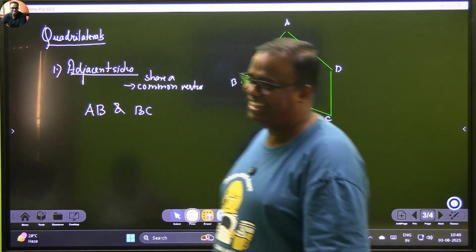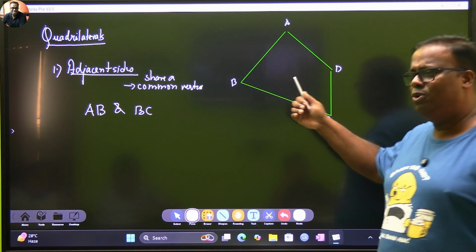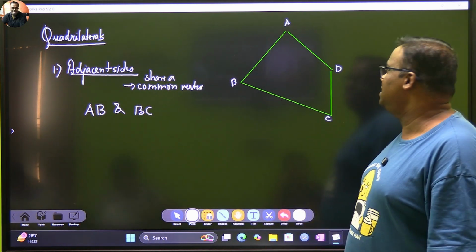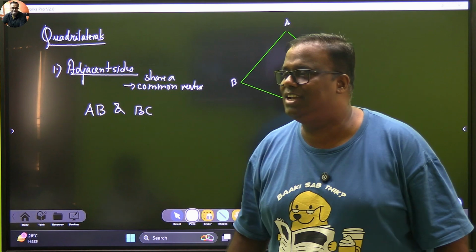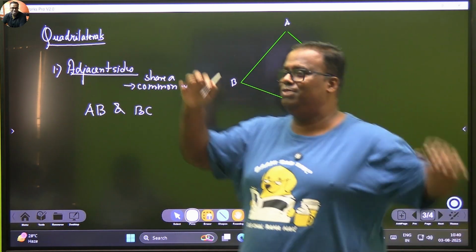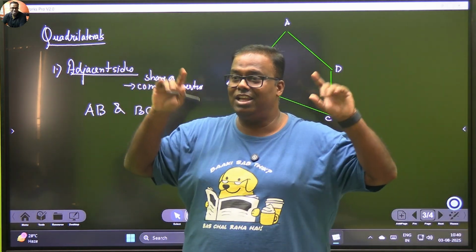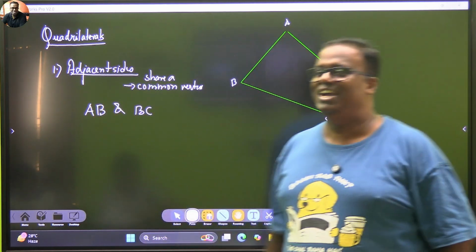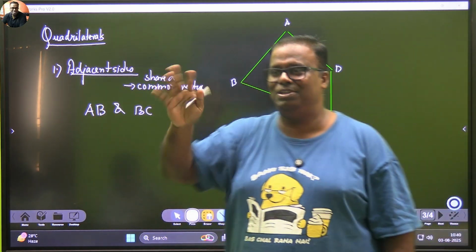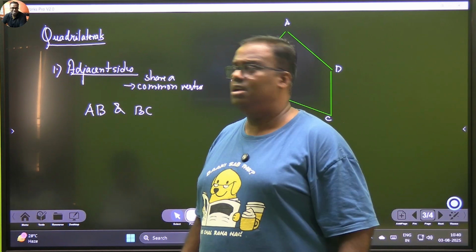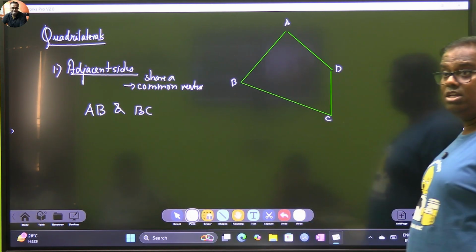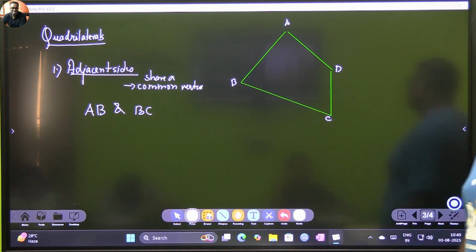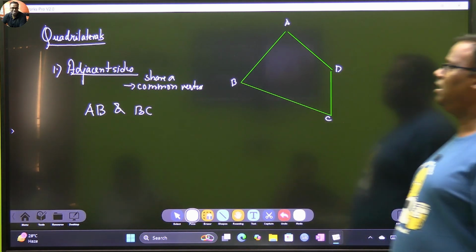Did you get the trick? If you have, it doesn't matter whether you named it clockwise or anti-clockwise. My next question: are AB and CD adjacent sides? Don't look at the figure. AB, CD, is there any letter which is common? No, they can't be adjacent at all. You don't need to see the figure. Let's say AB and AD. A is common. Got it? So you should share a common vertex.